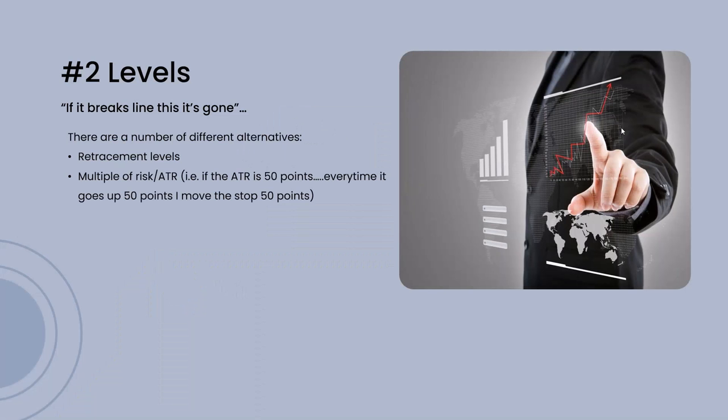Other things you can use is multiples of risk. So you could say, right, okay, if it drops 1 ATR or 2 ATR, 2 ATR would be common. So if it drops 2 ATR from current price, then I'm out of there. So every time it moves, essentially what you're doing is every time it goes up 50 points, then you're moving the stop 50 points.